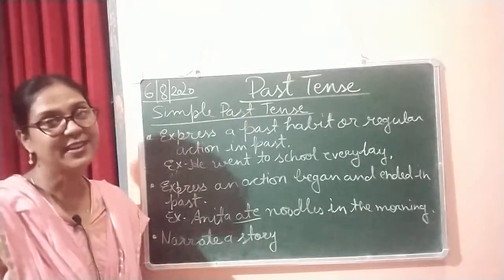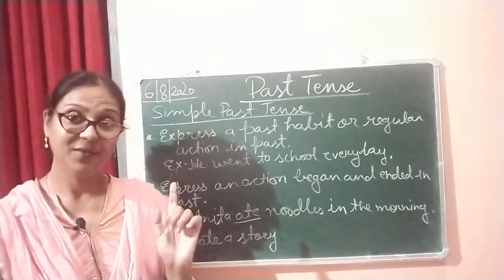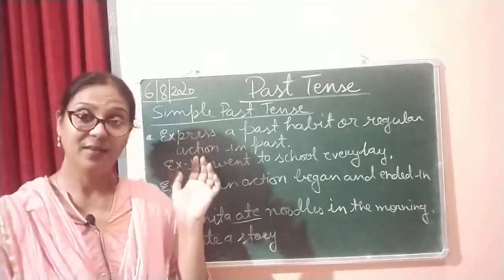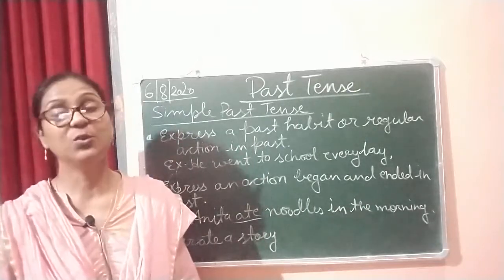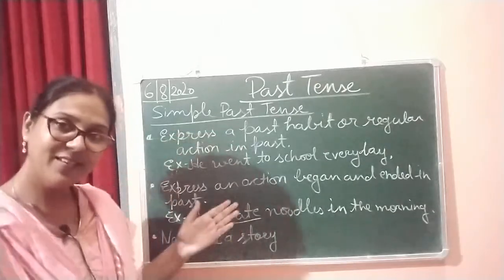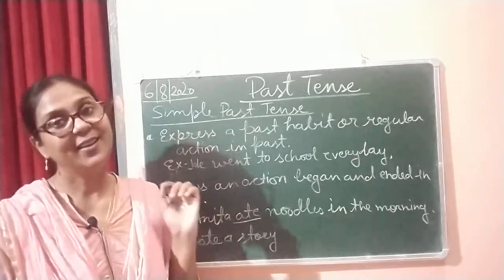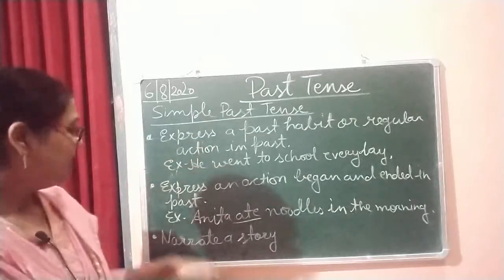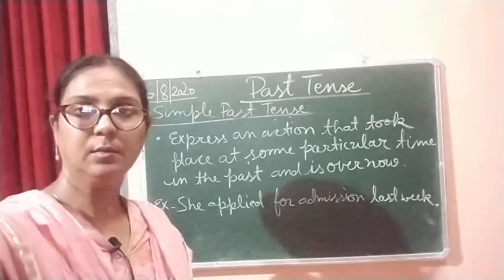Suppose, for example, I am going to tell you there was a king, there was a queen, there was an emperor, he was great, or he was a great soldier. That type of story we start with the past tense. So we should narrate the story with the help of the past tense.